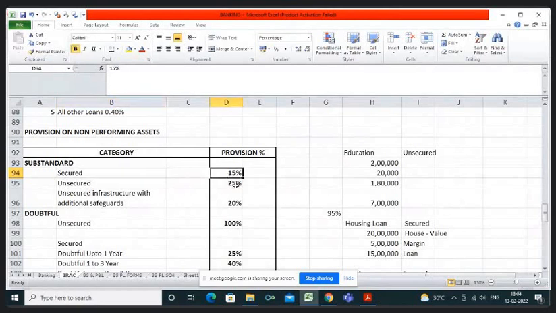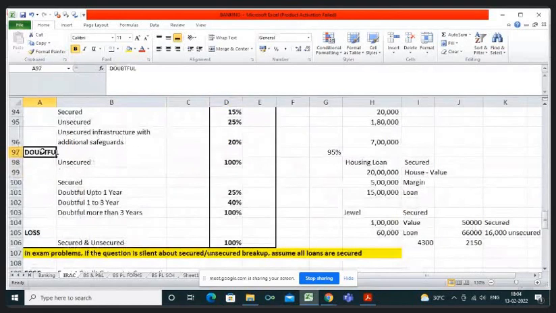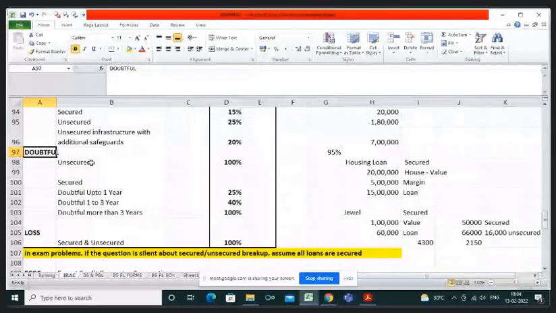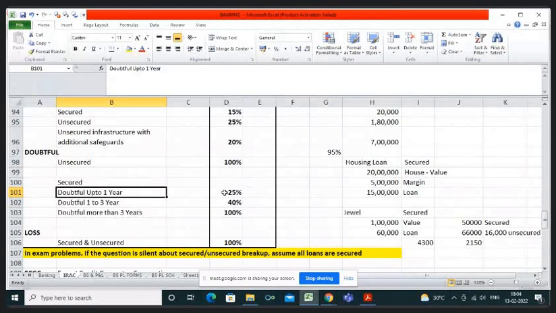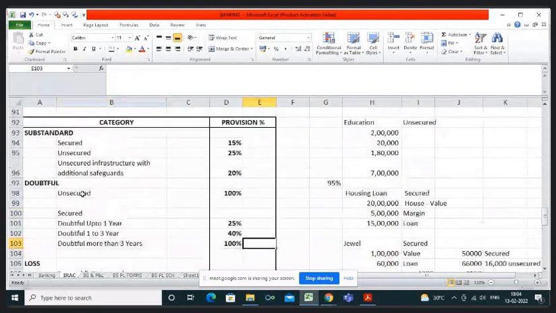If it is doubtful, we need the classification secured or unsecured. If it is unsecured, no confusion, straight away 100% provision. If it is secured, then we need to see how long it has been NPA. Doubtful up to 1 year, we have to provide 25%. Doubtful 1 to 3 years, 40%. Doubtful more than 3 years, 100%. So on these lines, we have to compute the provision on NPA.